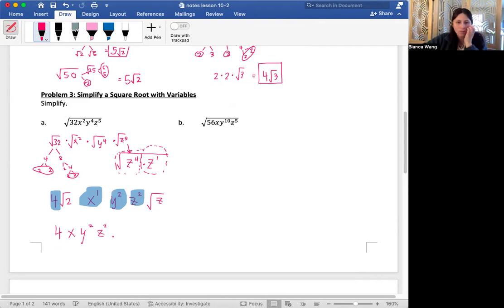And then we're going to bring everything that has a radical under the same roof. So 2 and z, I'm going to bring together under the same radical sign. So essentially this is my answer.